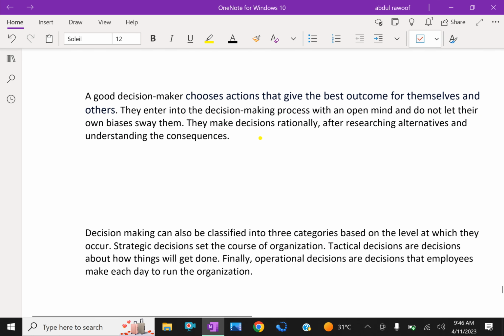Now, the quality of a decision maker: a good decision maker chooses actions that give the best outcome for themselves and others. They enter into the decision making process with an open mind and do not let their own biases sway them. They make decisions rationally after researching alternatives and understanding the consequences.